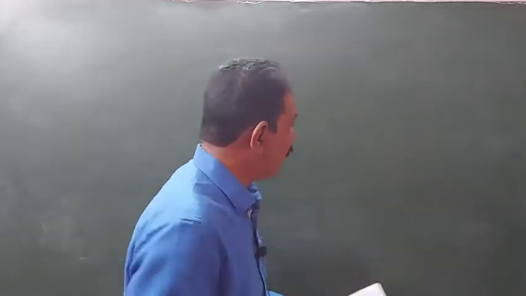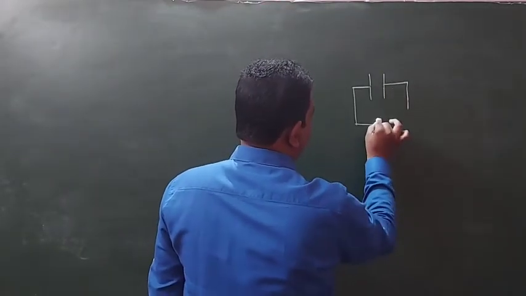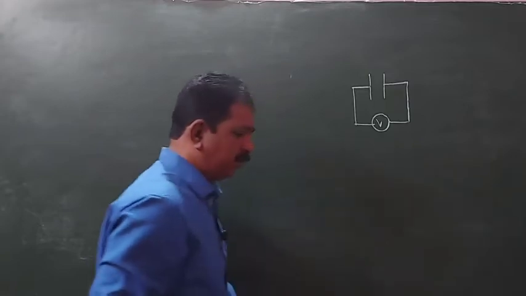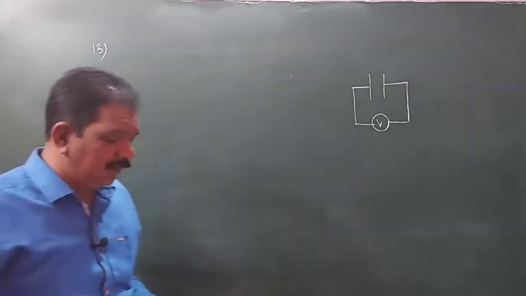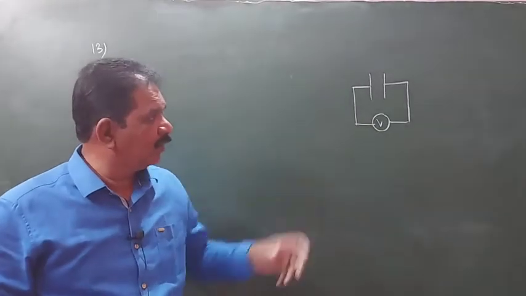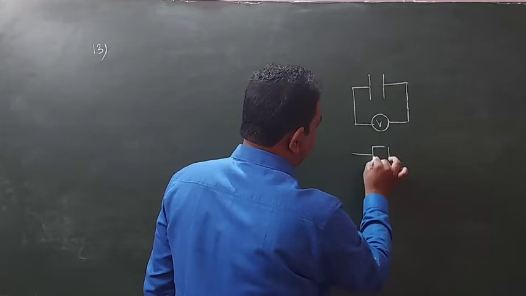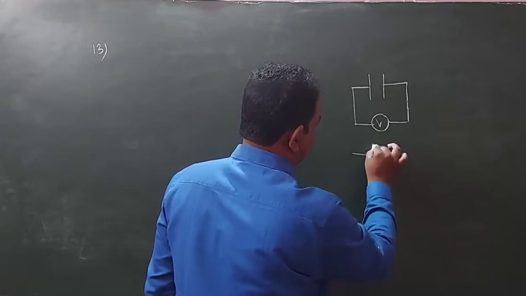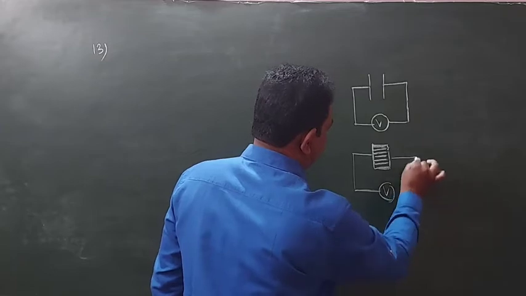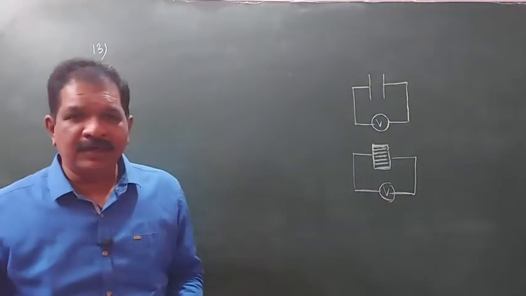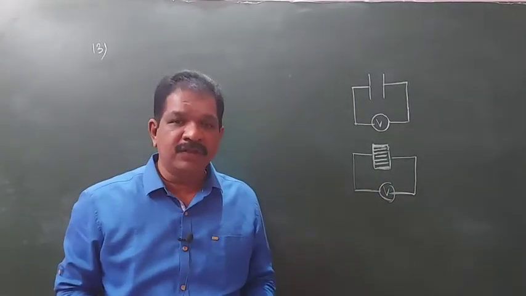So there is a parallel plate capacitor. One voltmeter is connected to it. That voltmeter is showing a reading of 4 volt. Now what we did? We introduced one dielectric between the plates like this. Now the voltmeter is connected, and the voltmeter reading is 2 volt. What is the dielectric constant of this dielectric?